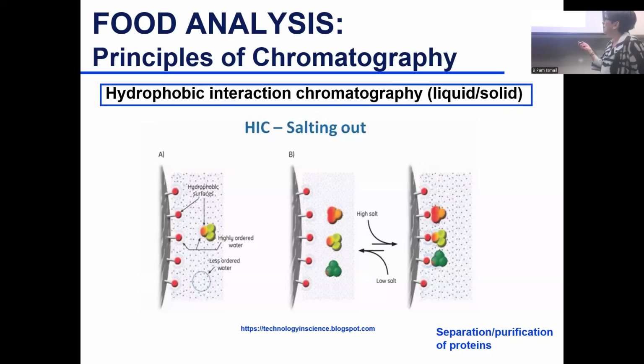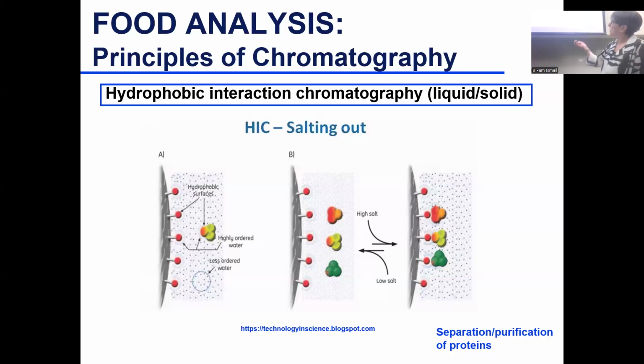So under high salt, you see that red is more intense, and that red is for hydrophobic surface. Hydrophobic interactions happen, and the most hydrophobic protein will interact the most. So if you have proteins in a mixture and you're trying to separate hydrophobic proteins from less hydrophobic proteins, then you can separate them by hydrophobic interaction chromatography, HIC.